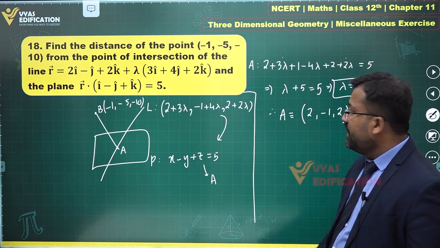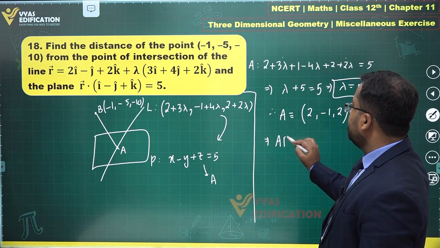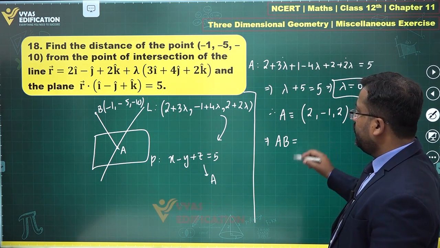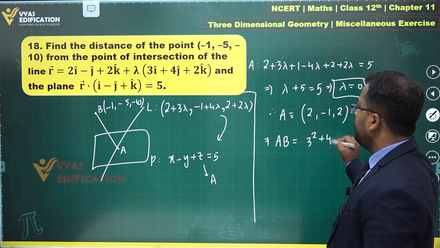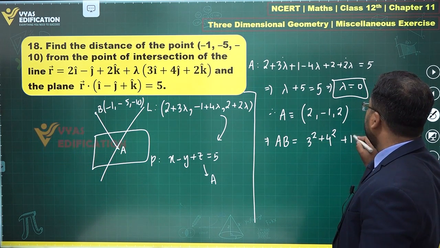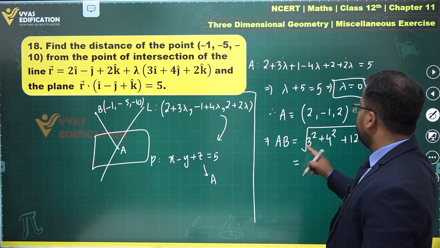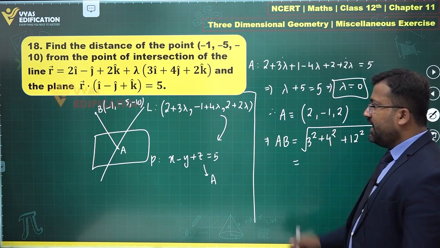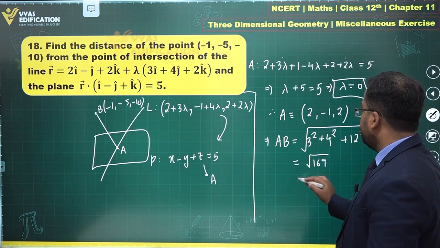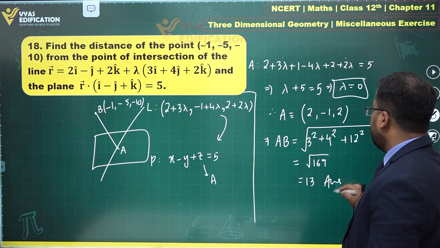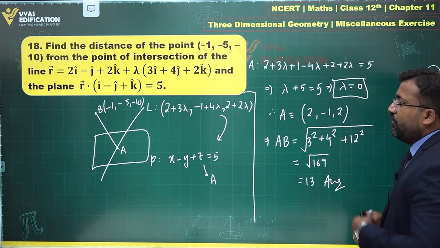This is what you have. This implies the distance AB will be equal to what? 2 minus minus 1, 3 squared, minus 1 minus 5 is 4 squared, and 2 plus 10 is 12 squared, all under root. This is 144 and 16 and 9 is 169 under the root, which is equal to 13. That's my required distance, as you can see over here.